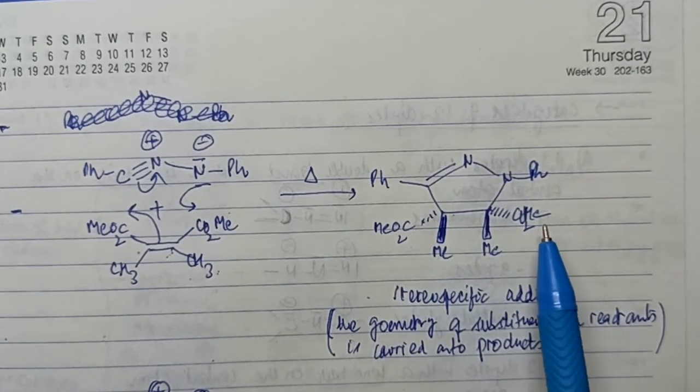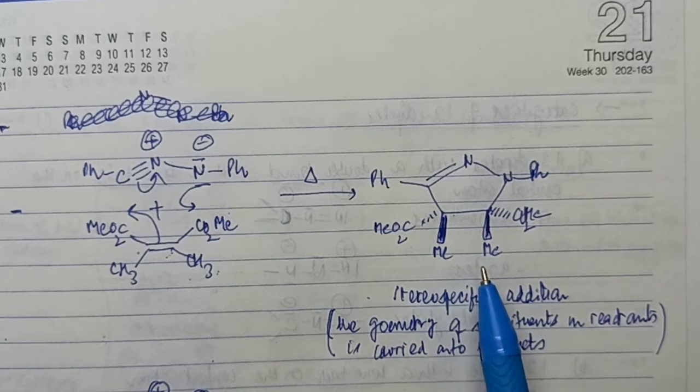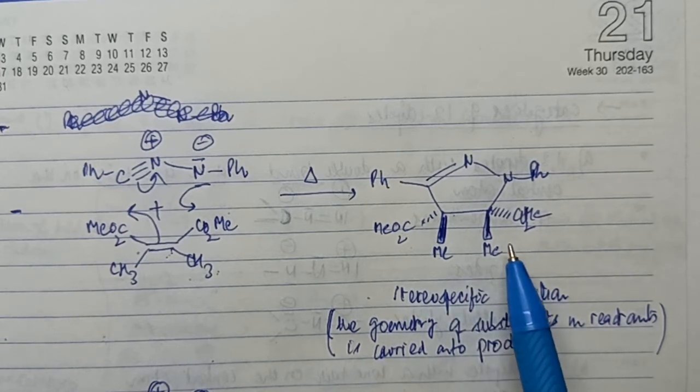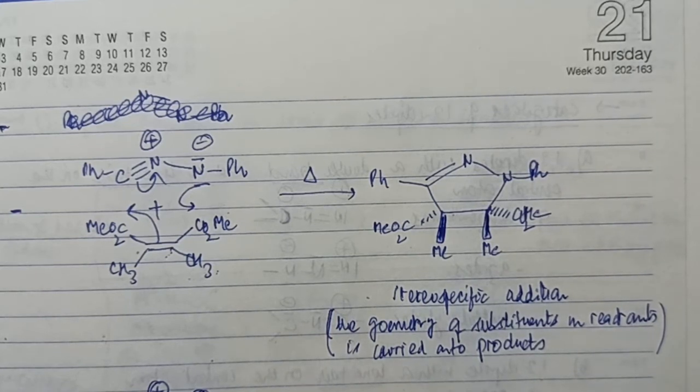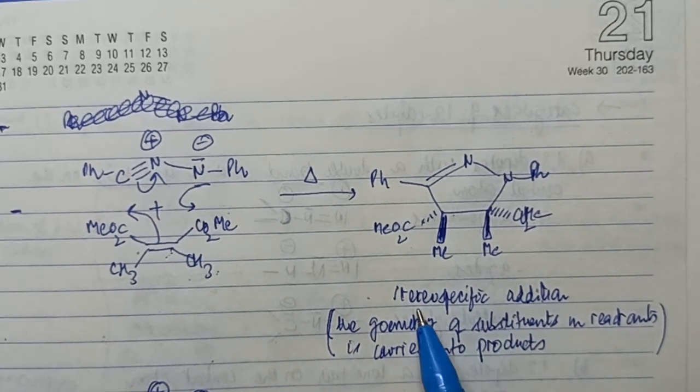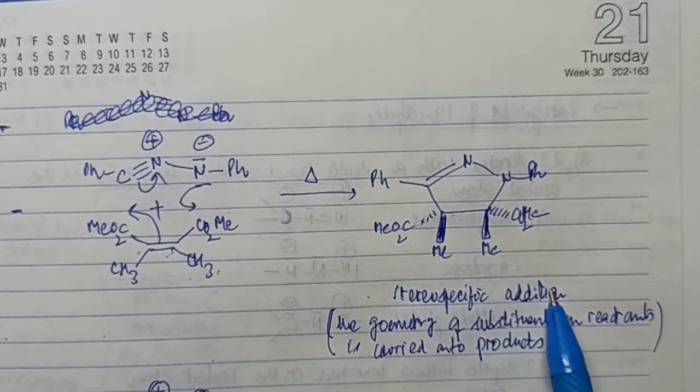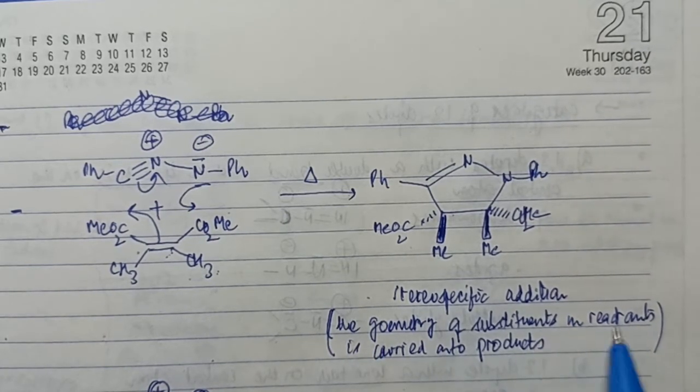Yes, the difference can be that you can write two products for this, two enantiomeric products, one in which both substituents are above the plane, and a second product in which both are below the plane. Hence, the addition is a stereospecific addition, and the geometry of the substituents in the reactant, as I've told you, is carried onto products.